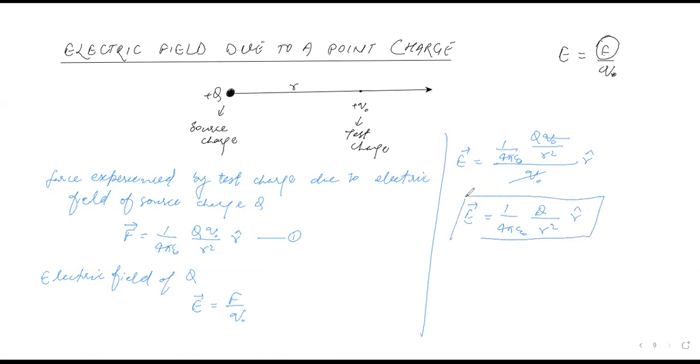This is the value of electric field strength due to a point charge. You can also write the magnitude of E, or E only, is equal to 1 over 4 pi epsilon naught Q over R square. This is in vector form. Okay. You can also write it. Please note it down till here.